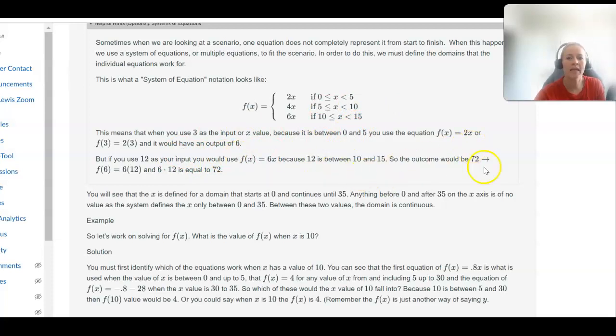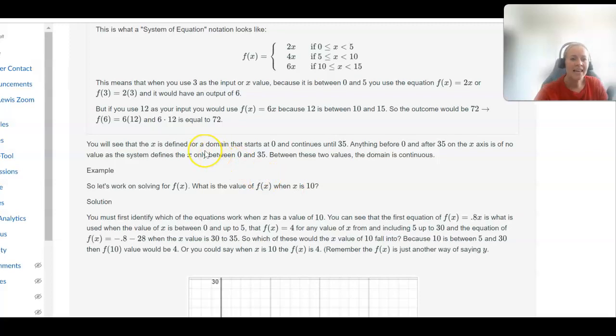So the outcome would be f of 12 right here equals 6 times 12. 6 times 12 is equal to 72. So you have to use those different equations. They're only true if it's between, for example, 0 and 5 for x, for the 2x. Or for 4x, it's only true when x is greater than or equal to 5 and less than 10. So this helps us know when we're using each of these equations.